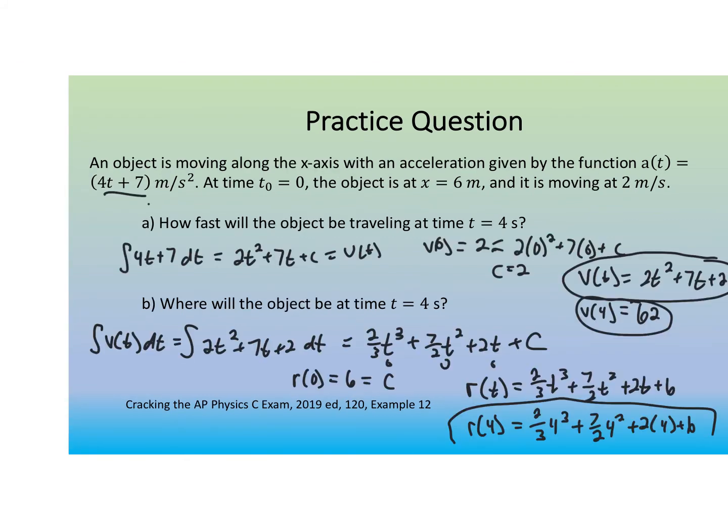So you can see the work up here. We started with acceleration, and so we integrate to get velocity. And that's the 2t squared plus 7t plus c.